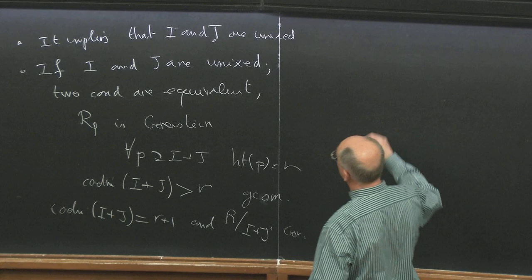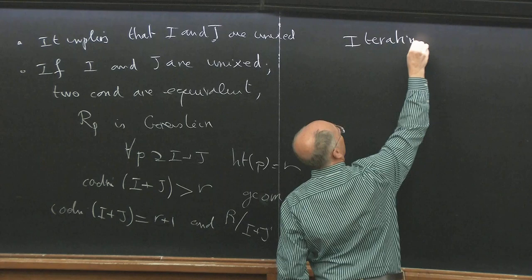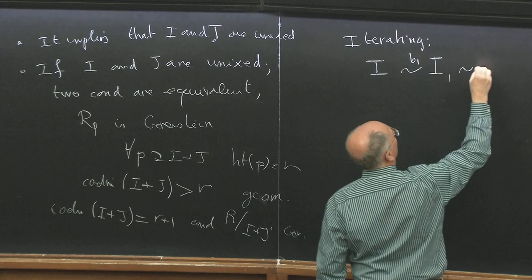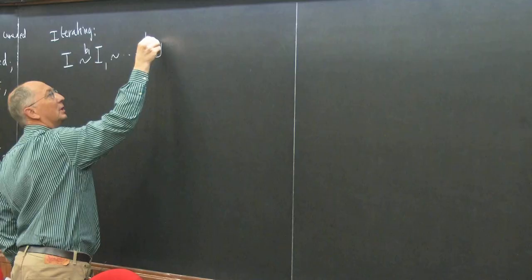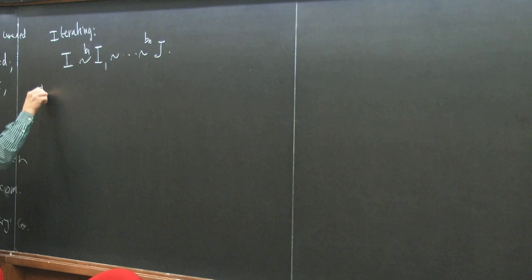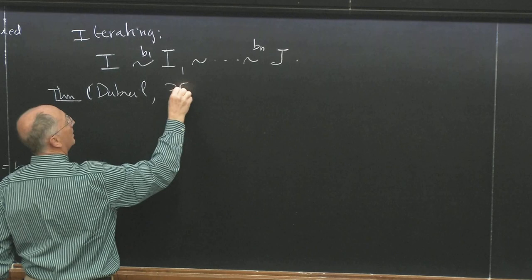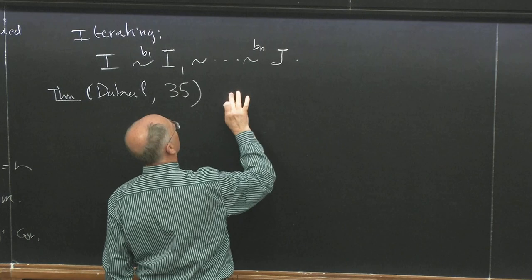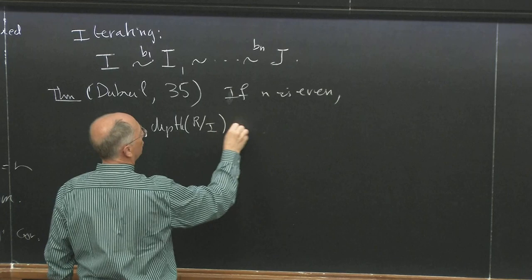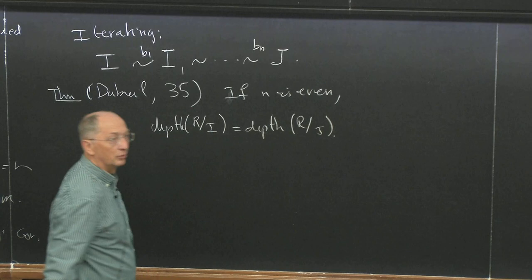Now, if you iterate this liaison, you can start from an ideal I, then link by a first complete intersection B1 to an ideal, say I1, and you continue n times to link to an ideal J. Then there is an old theorem of Dubreuil, from 1935, that tells you that if n is even, then the depth of R/I is equal to the depth of R/J. So in the even linked class, you have the same depth.